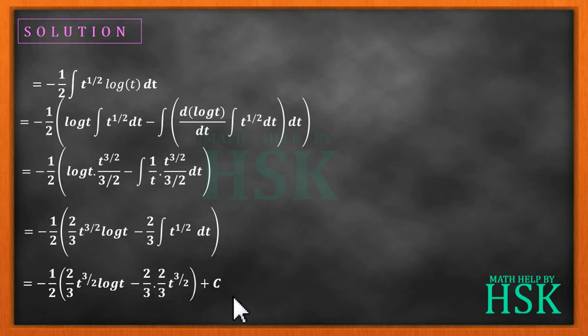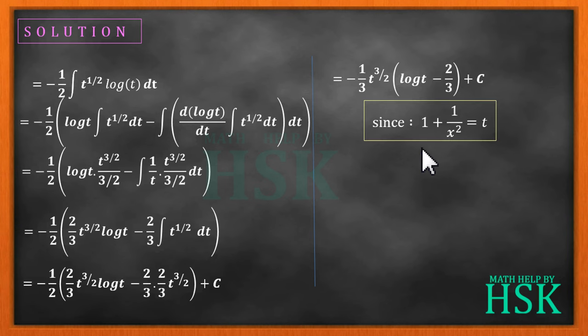So we have virtually completed the question. Now what we have to do is simplification. Now t to the power of 3 by 2 can be taken as common, 2 by 3 can be taken as common, and on solving this will be equal to 1 by 3 log t as it is and 2 upon 3 as it is, plus c.